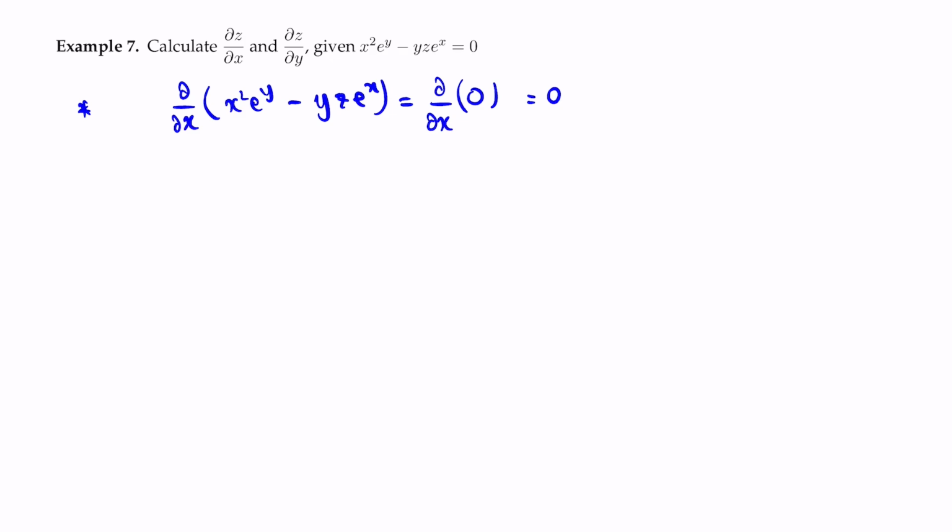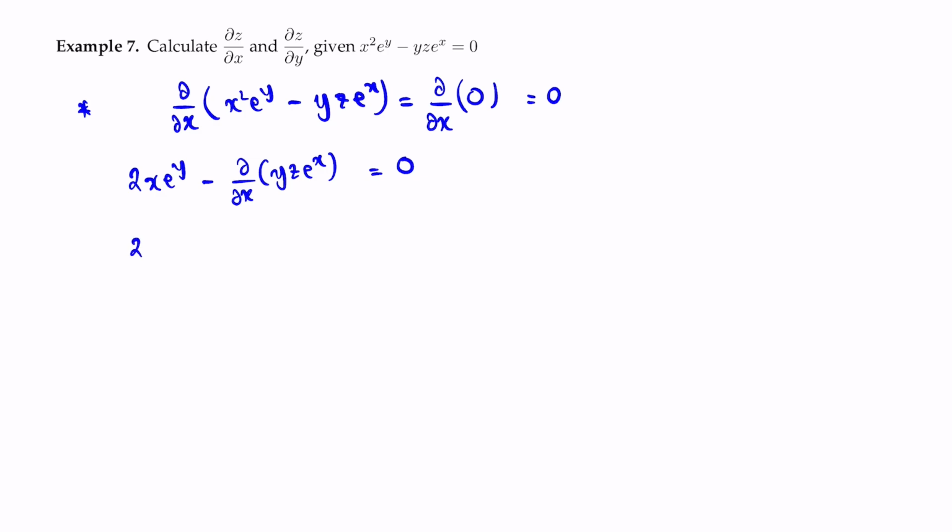So z in this case is defined implicitly as a function of x and y. So when you take the partial derivative, the partial z, partial x will remain. So that is the partial derivative of x squared times e to the y is going to be 2x e to the y minus partial x of yz e to the x equal to 0. So I write partial x in this case because, again, z is a function of x and y and it's not a constant. So technically you need to apply product rule for this calculation.